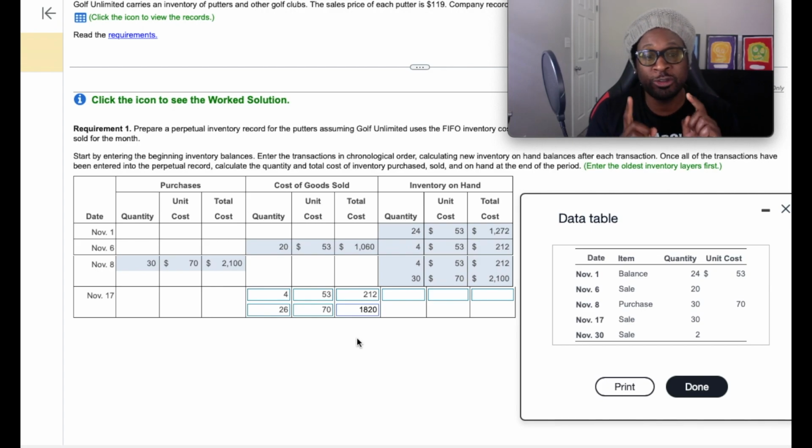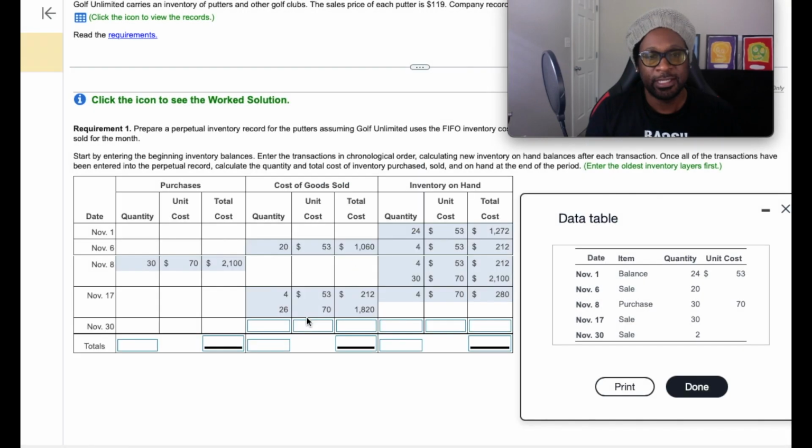And we also sold 26 units of the purchase on the 8th at $70 of the cost. So how many units do we have left from that November 8th purchase? We have 4 units left, gang. And that's going to be our ending inventory on hand at this moment. Therefore, 4 units at $70 will give us a total cost for ending inventory of $280. We're going to check the answer.